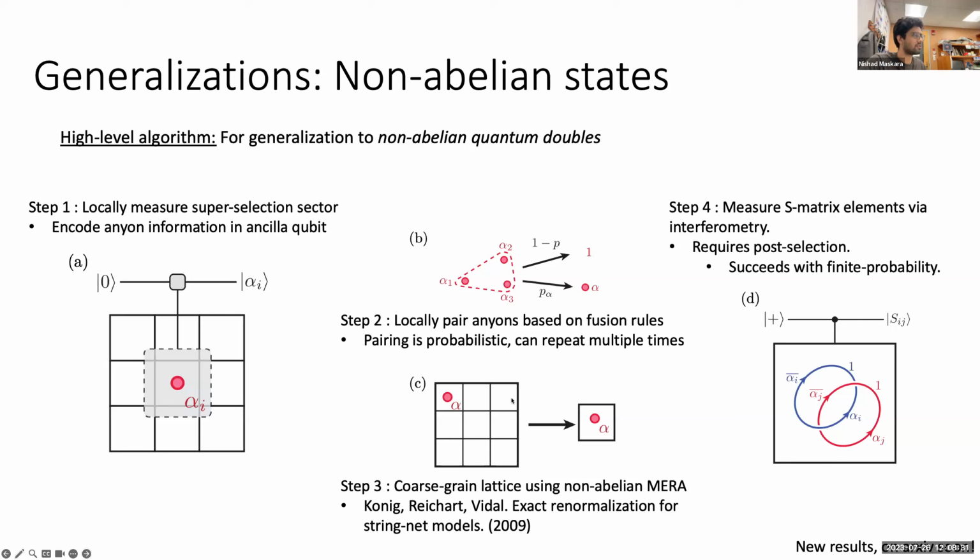But eventually you're going to have to stop trying to pair anions because it's not going to help anymore, and then do another coarse graining step. For coarse graining, people have discussed essentially a MERA type circuit for non-abelian models, which you can also use for this step. And you iterate steps 1, 2, and 3 many times until you ultimately measure the S matrix of your topological theory. This S matrix is essentially the generalized braiding operation between pairs of anion types in the procedure.